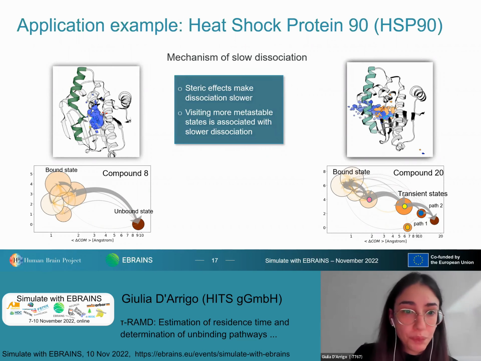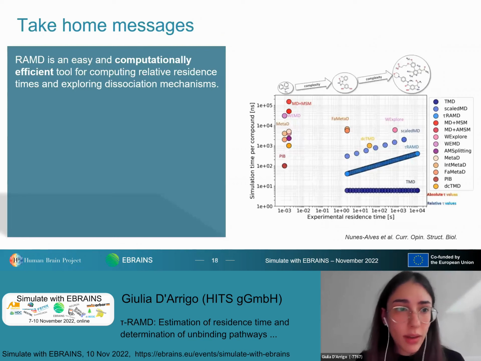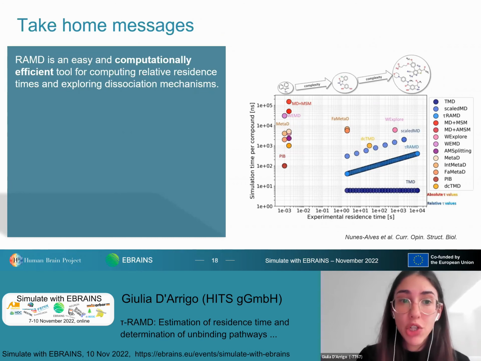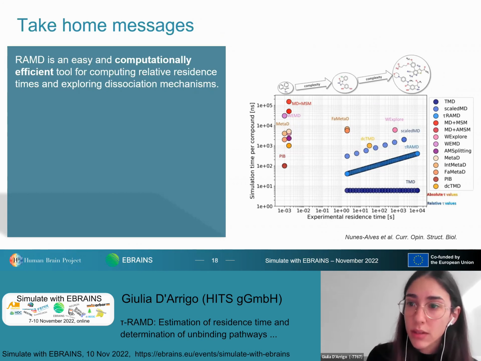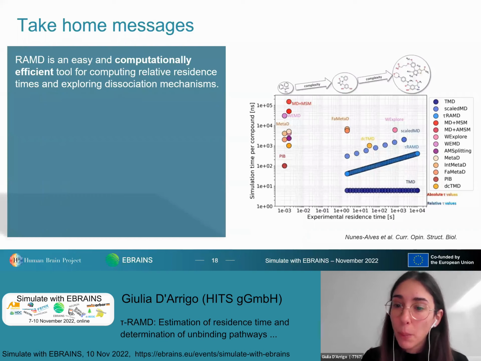So I will now end this first part of the session with a few take-home messages. RAMD is an easy and computationally efficient tool for computing relative residence time and also for exploring dissociation mechanisms. And here on the right, you have a plot where we have compared TARMD with other methods that are available in the literature.